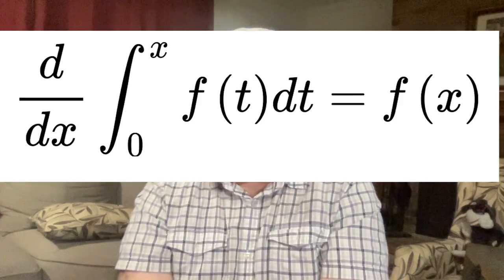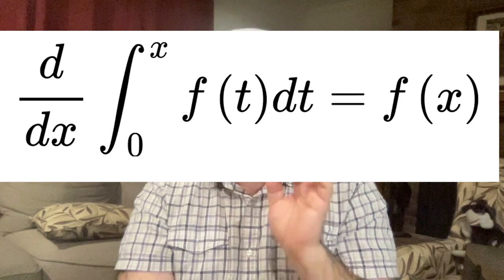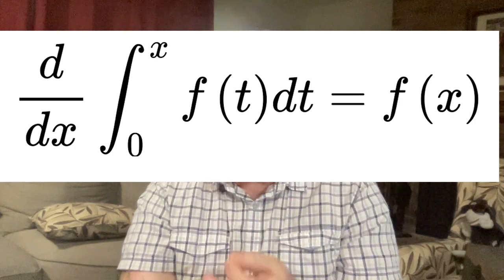Now the fundamental theorem of calculus is that the derivative with respect to x of the integral from 0 to x of f of t dt is f of x. But the idea is you take a function, you find its area function, you take the derivative of the area function, and you're back to where you started.